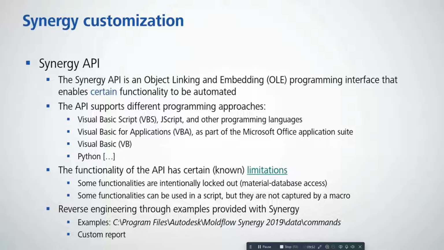Now, the functionality of the API has certain known limitations. Some functionalities are intentionally locked out, such as material database access. Some functionalities can be used in a script, but they are not captured by the macro recorder. Reverse engineering is possible through the examples provided with Synergy.